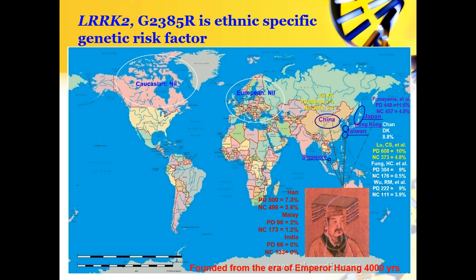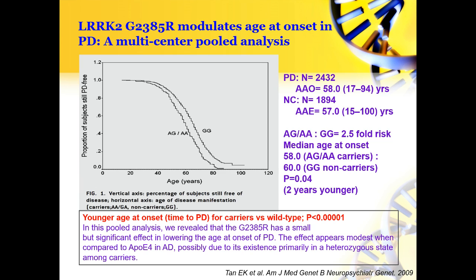The estimated common ancestor dates from the era of Emperor Huang, around 4,000 years ago. Although it does not have the strong disease-causing effect of the G2019S mutation, a younger age at onset was found in the LRRK2 G2385R carriers.